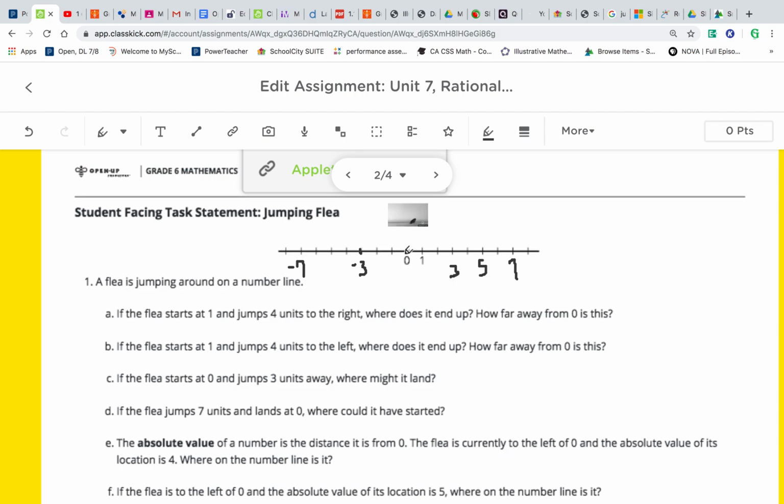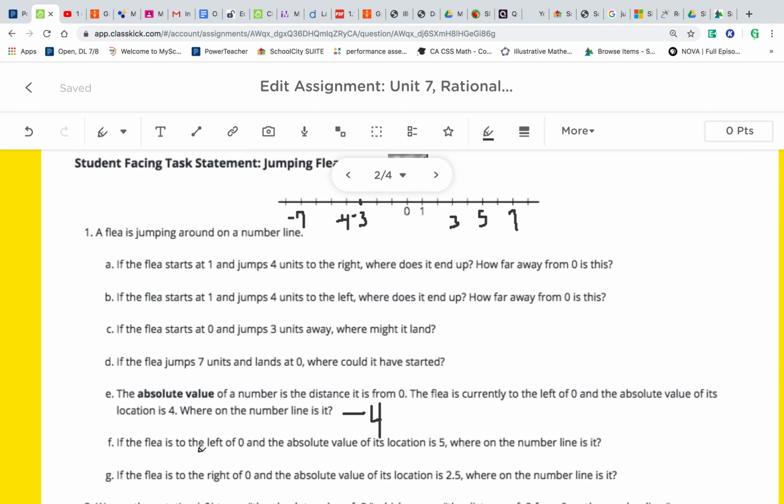So it's to the left of 0, so we have to go this way. And its absolute value, that means its distance from 0 is 4, so it has to be 1, 2, 3, 4 spots away, and you just need to recognize that that spot is -4. Okay, so on the number line, it has to be at -4.